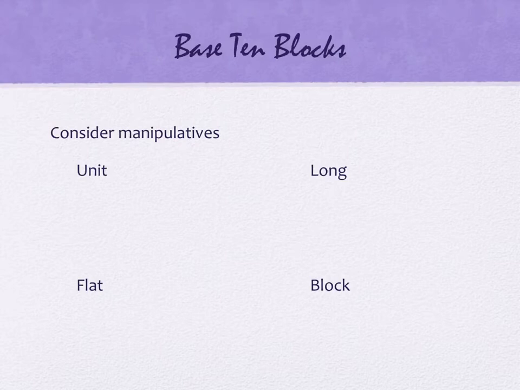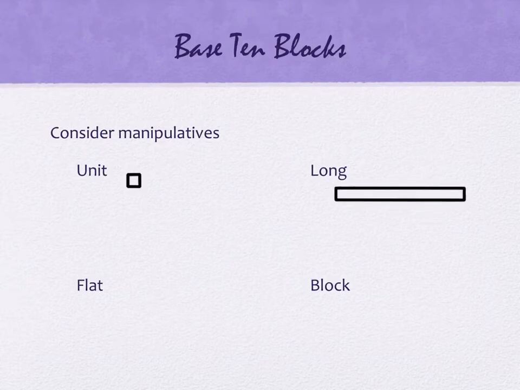So let me show you what they would look like sort of in a written form if you were looking in a textbook. A unit looks like a small square. A long is actually like 10 of those put together, and so it just looks like a long piece.